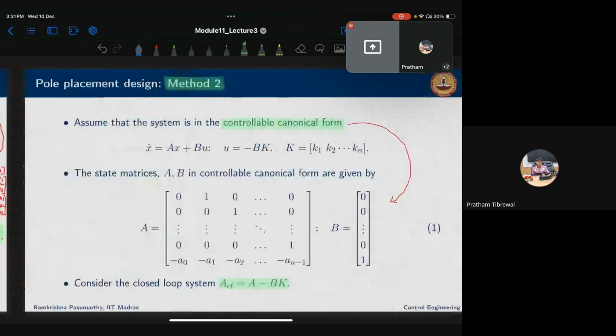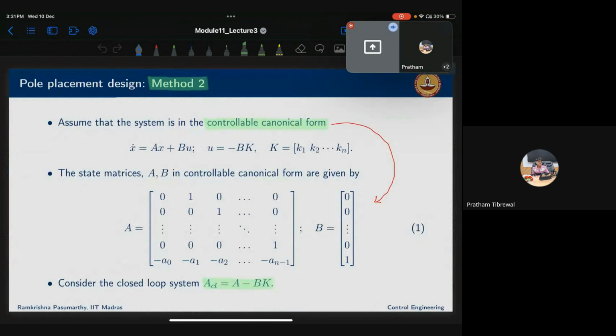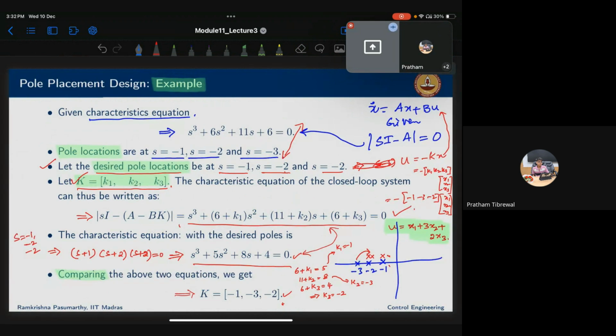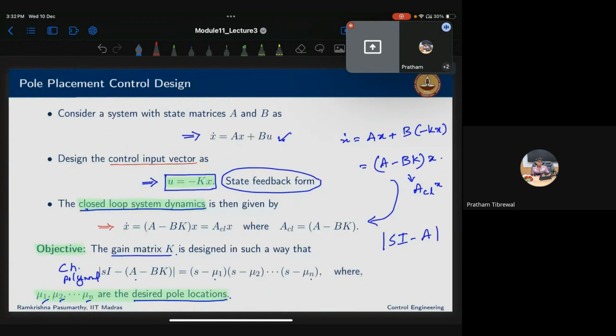Next method. From where we got u equals to minus Kx? This is the control input we take. Is it universally the same for every question? Yes, universally the same, minus Kx only. We should not take u is equal to Kx. Why? Because if you take u is equal to Kx, this term becomes positive.